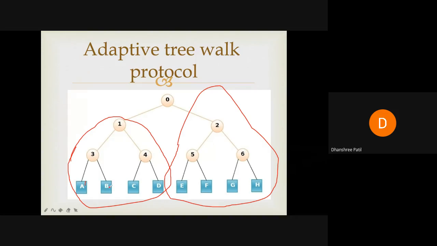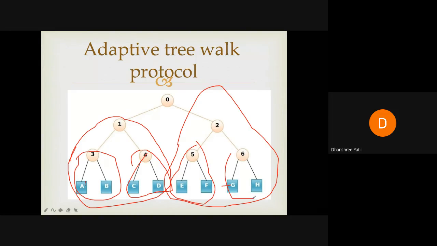In such a case, this group is subdivided, in such a way that AB will be in one group, group number 3, and CD will be in another group, group number 4. Similarly, initially the first group is EFGH. Suppose G gets access to the channel, so it will transmit. But if a collision occurs, then the next groups will be formed: EF in group number 5 and GH in group number 6.